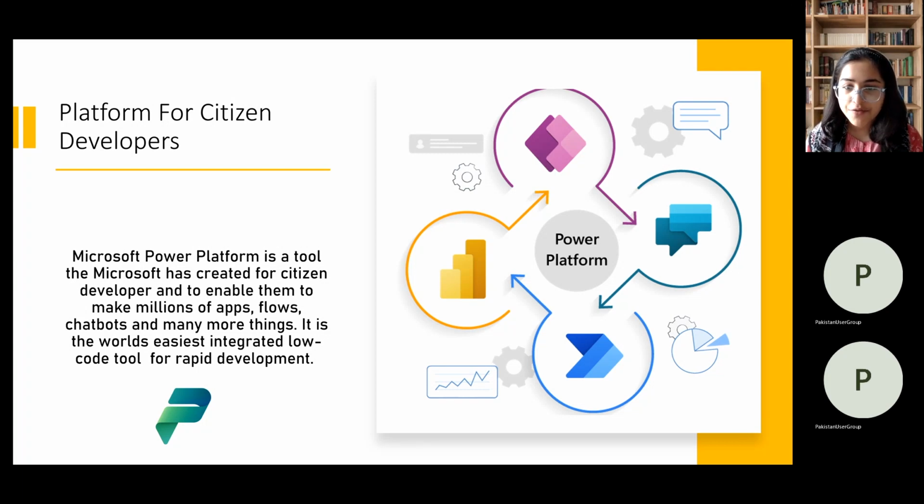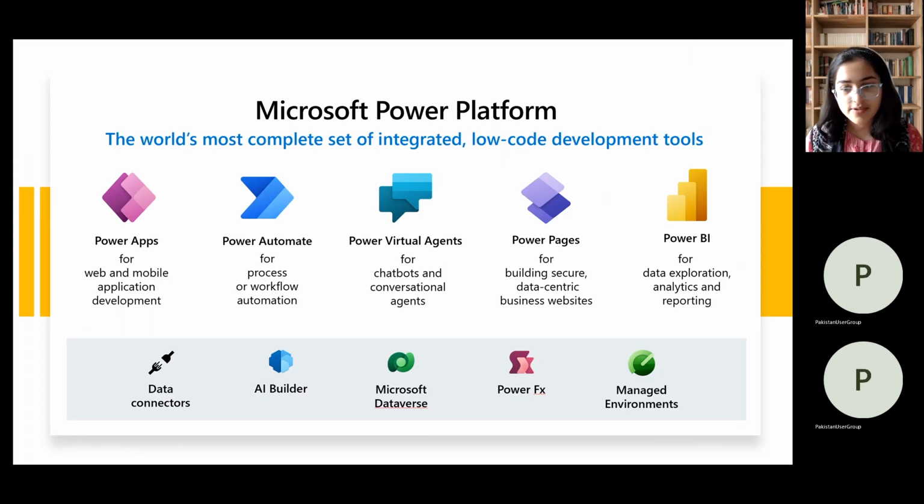Let's deep dive into Microsoft Power Platform's many services. There are 5 key services of Microsoft Power Platform. Power Apps for web and mobile application development, Power Automate for process or workflow automation. Don't worry about where you're going to use these services, as I will be giving use cases later on. Power Virtual Agents allows you to build chatbots and conversational agents. Power Pages for building secure, data-centric business websites. Power BI for data exploration, analytics and reporting.